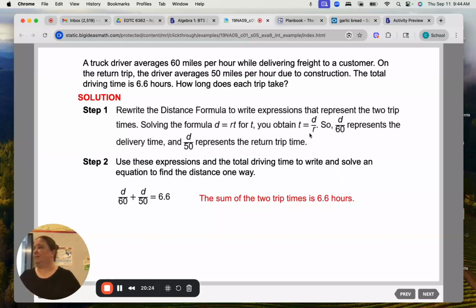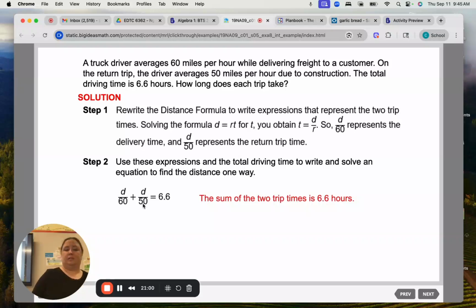We don't know the distance, right? So you can represent each one by d over 60, because the freight driver, oh, we do know how far, 60 miles. Oh, that's per hour, that's how fast he's going. And then the return driver did 50 miles per hour. So the distance divided by the miles per hour. And then how long was the total driving time? 6.6 hours. That's why you see that here.